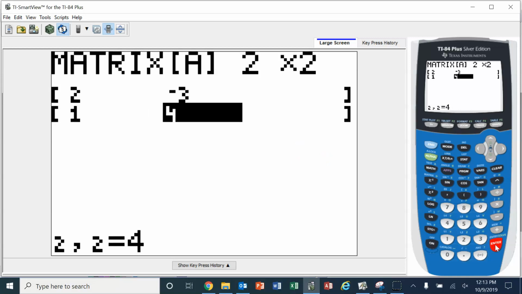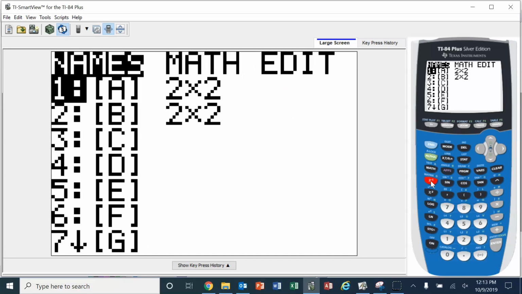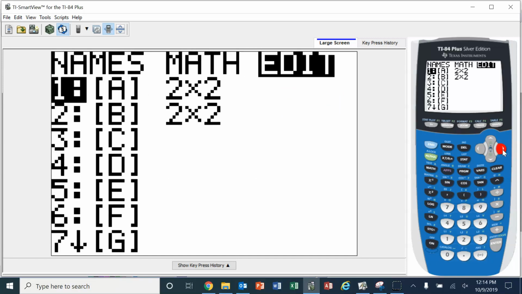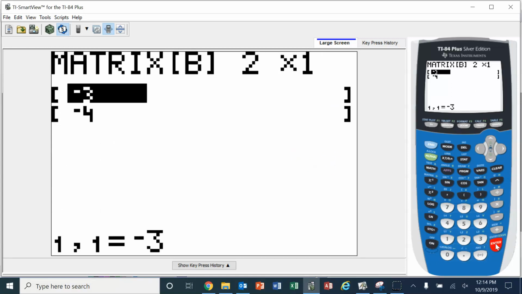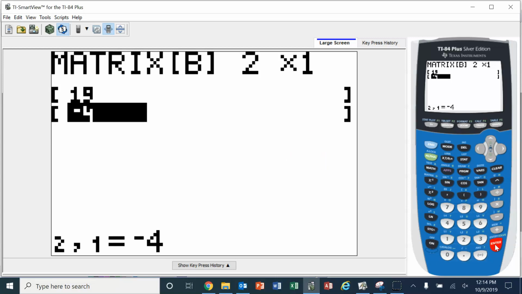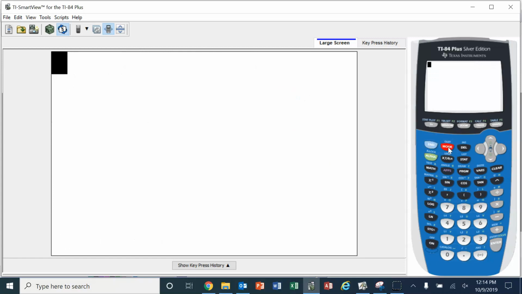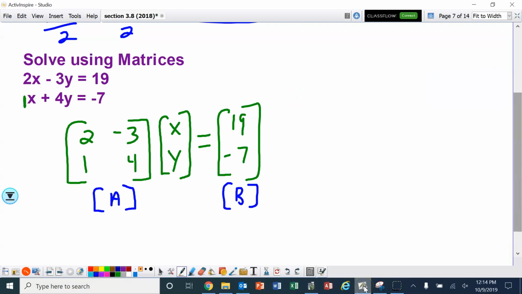Okay, now I need to put in the other matrix. So we got to start over. Second matrix, edit, number 2. Now, this is a 2 by 1. Okay, 2 rows, 1 column. Make sure you change it to a 2 by 1. So now we've got 19, and then we have -7. All right, second quit. So again, type the numbers into the matrix.